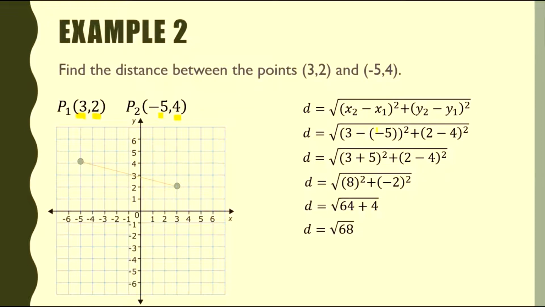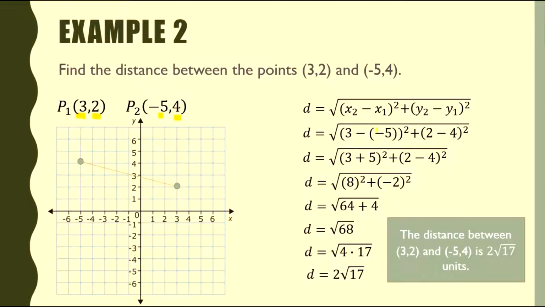68 is not a perfect square, so therefore we cannot extract a whole number. But what we can do is to get a perfect square factor from 68, meaning we express 68 as product of two numbers, wherein one of the factors is a perfect square, and that is square root of 4 times 17. Now we get the square root of 4, so that becomes 2 square root of 17. Therefore, the distance between 3, 2 and negative 5, 4 is 2 square root of 17 units.